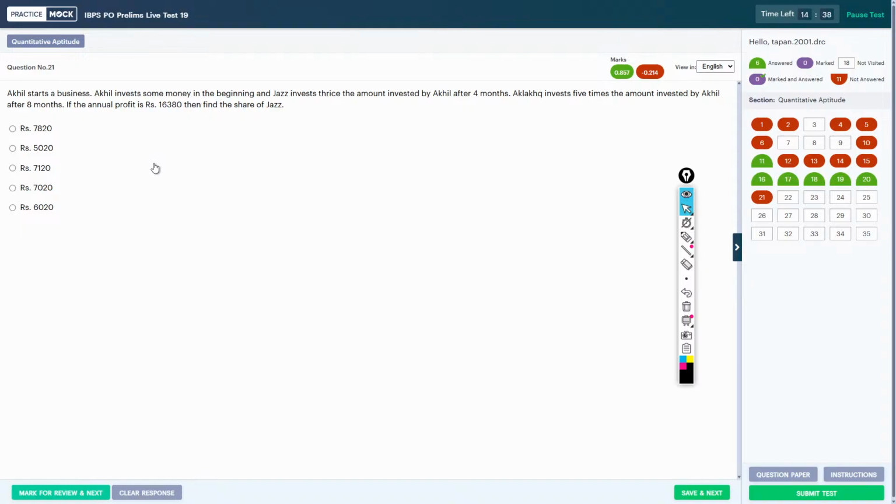Akhil starts a business. Akhil invests some money in the beginning. Okay. Jazz invests thrice the money after 4 months. So this is 3 after annual profit, right? I don't know. Thrice the money invested by him. So after 4 months, so he has gone for 2. He has gone for 3. So 1 is to 2.